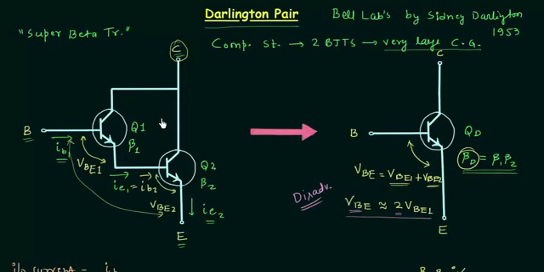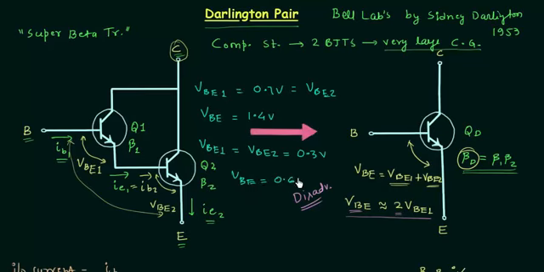If Q1 is a silicon transistor, then VBE1 is equal to 0.7 volts. If Q2 is also a silicon transistor, then VBE2 is the same, 0.7 volts. In this case, the base emitter voltage of the Darlington transistor is equal to 1.4 volts. And when both transistors are germanium transistors, VBE1 and VBE2 are each 0.3 volts. This implies VBE is equal to 0.6 volts.